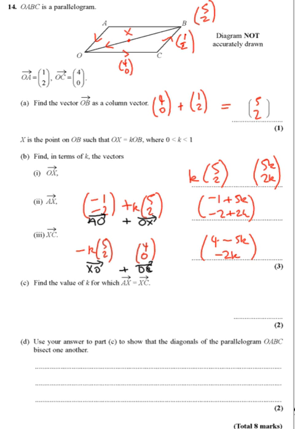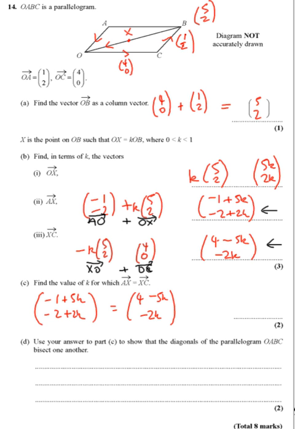And then it says find the value of k for which AX equals XC. Well, there's AX, there's XC. We now make those equal. So we've got (-1 + 5k, -2 + 2k) equals (4 - 5k, -2k).